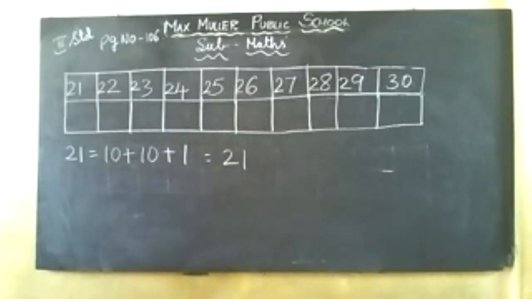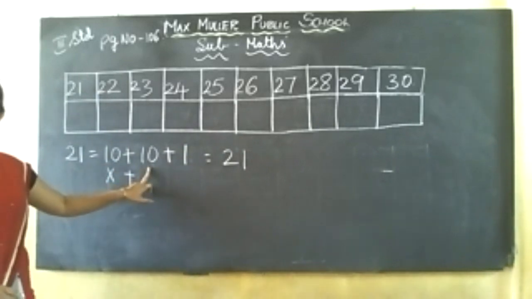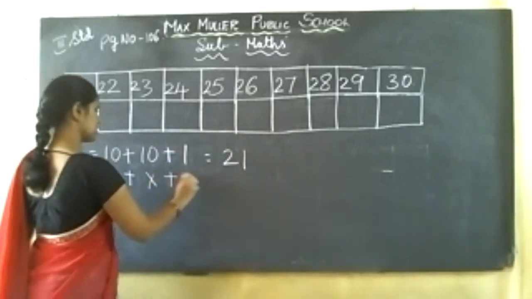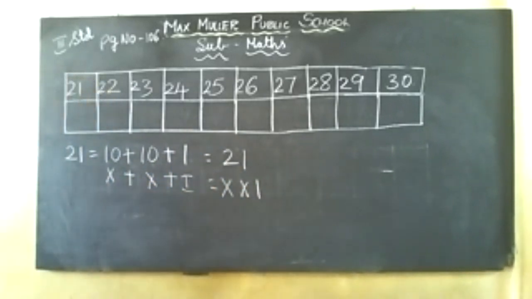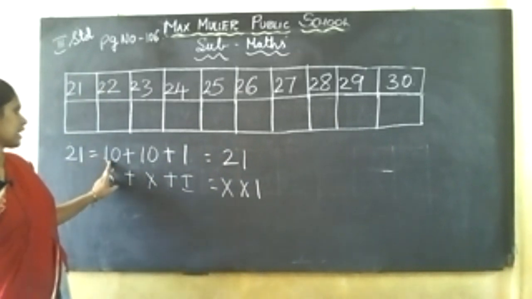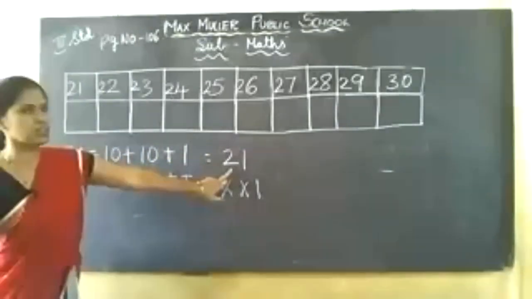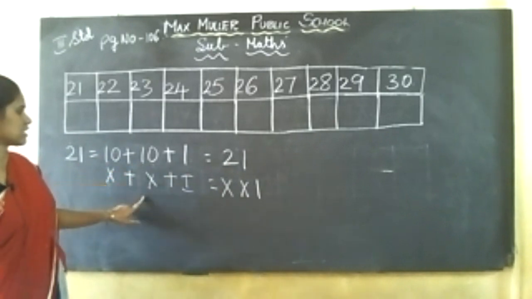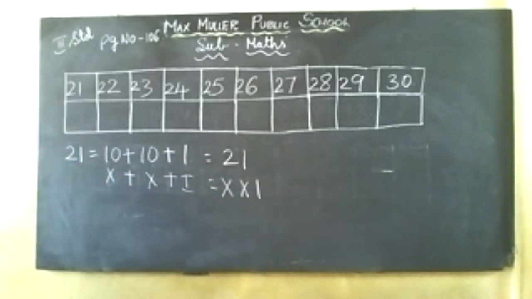So how will you write this one? The tens value is X, plus another tens value is X, plus for 1 it stands for I. So how will you write? X, X, I. Understood? 21 is 10 plus 10 plus 1. If you add this, you will get 21. How will you write in Roman numerals here? The tens value is X here, plus 1 means I. Add this, you will get XXI.